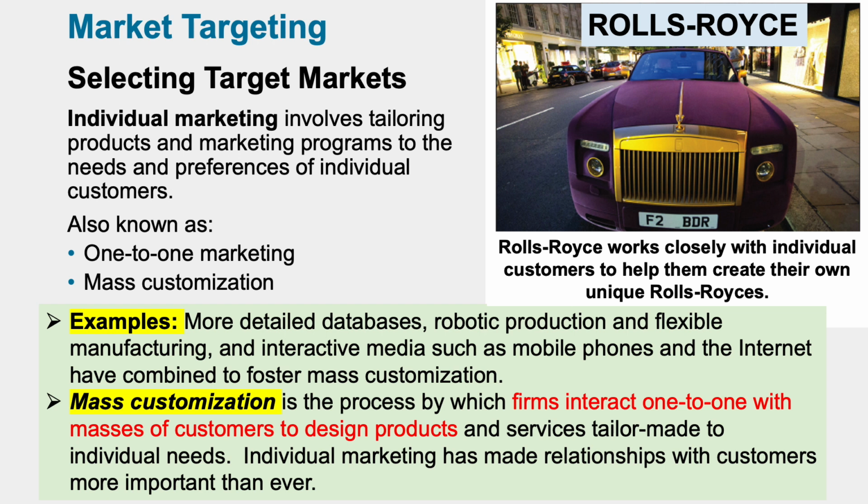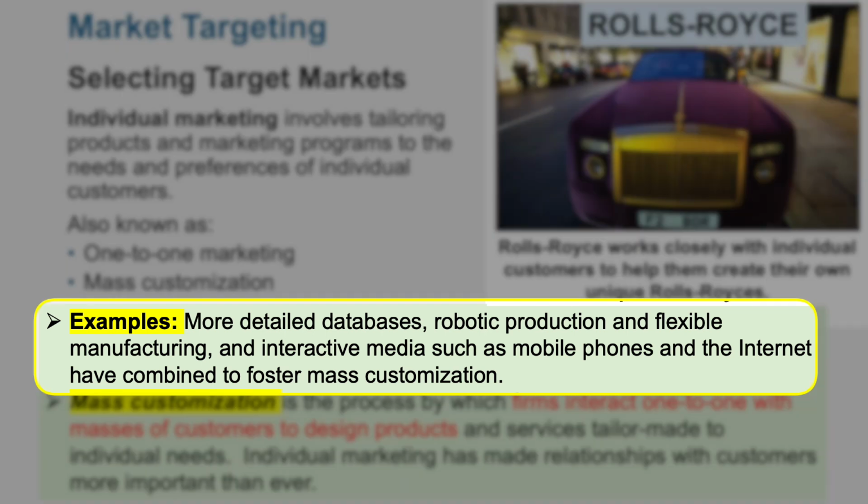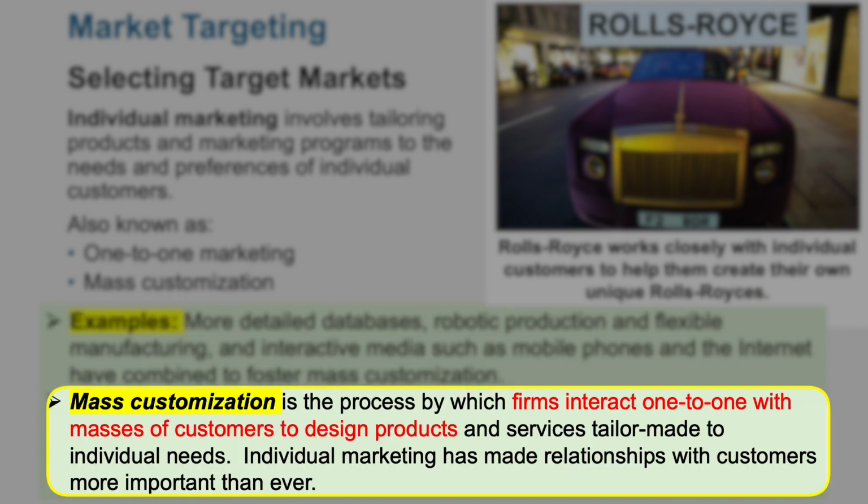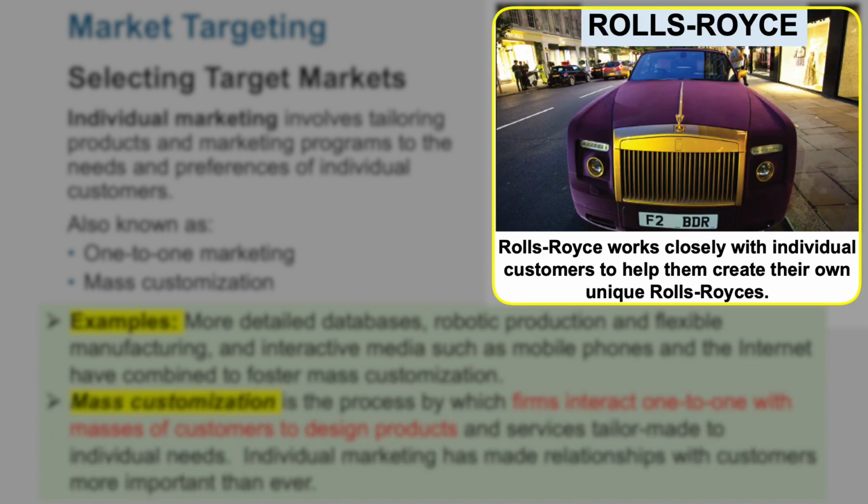On the other hand, more detailed databases, robotic production, flexible manufacturing, and interactive media such as mobile phones and the internet have combined to foster mass customization. Mass customization is the process by which firms interact one to one with masses of consumers to design products and services tailor made to individual needs. Rolls-Royce works closely with individual customers to help them create their own unique Rolls-Royces.